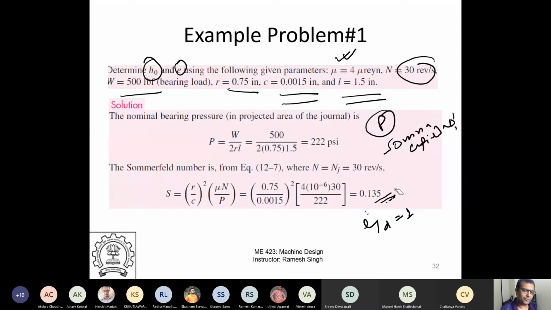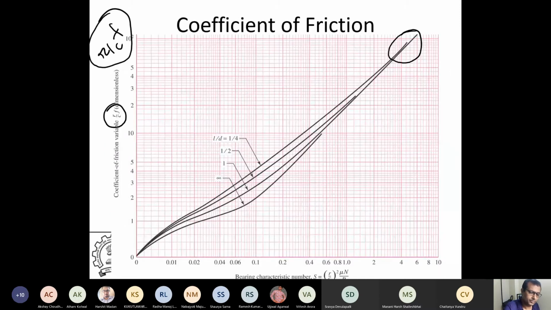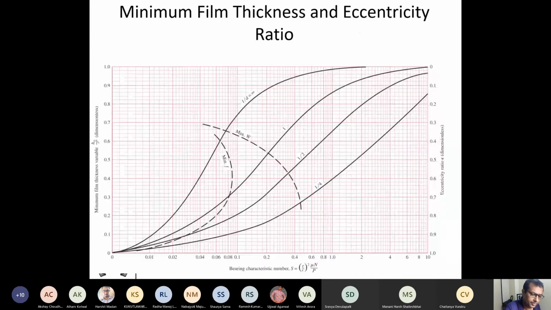So the first thing I want to find out would be H naught and E. So let's go back to H naught and E. Okay, this is what we have to find. Our S is 0.135, so it's roughly this. Sorry, my mistake. Let me just go ahead and draw this. It will be somewhere here, and our L by D is 1.